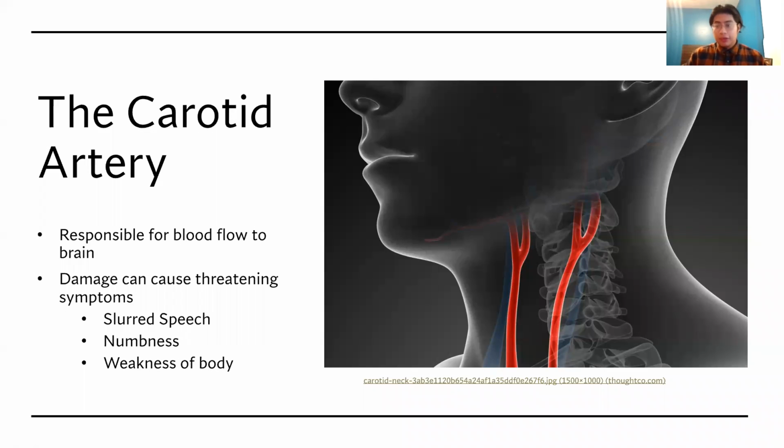The blood vessel that we will be investigating today is the carotid artery. As seen per the picture, the carotid artery is located in between your esophagus. Now, the carotid artery is responsible for blood flow to the brain. Any damages that the carotid artery experiences can lead to threatening symptoms. These symptoms include slurred speech, numbness, and weakness of the body.